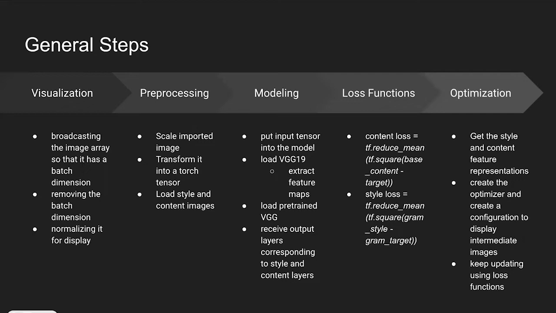In terms of the general steps, we have 5 different steps. The first one being visualization, pre-processing, modeling, loss functions, and optimization. For visualization, we just had to broadcast the image array so that it had a batch dimension to normalize it for the display. For the pre-processing, we had to import the image and transform it into a torch tensor. And then for the modeling, we had to input that tensor into the model and load the VGG19 model, which was used to extract feature maps. For the loss functions, there are 2 types, which we'll get into on the next slide, the content loss functions and the style loss functions. And then on top of that, we decided to optimize our model using these loss functions.